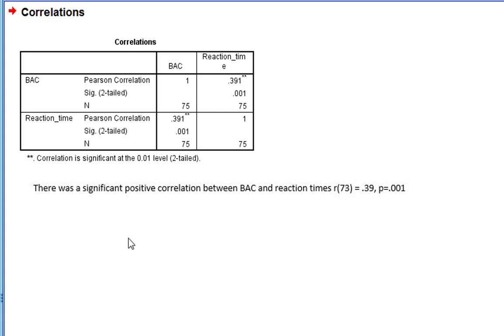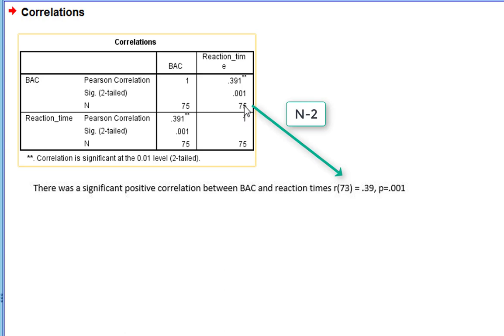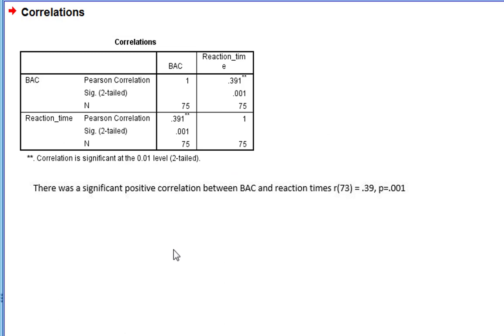And as you can see, what we've done, we've reported r, and then in brackets, we've reported 73. The value that goes in brackets after the r is N minus 2. That's your N, 75 minus 2 is 73. And then we report the correlation coefficient. And remember, we report inferential statistic values like this to two decimal places, so 0.931.